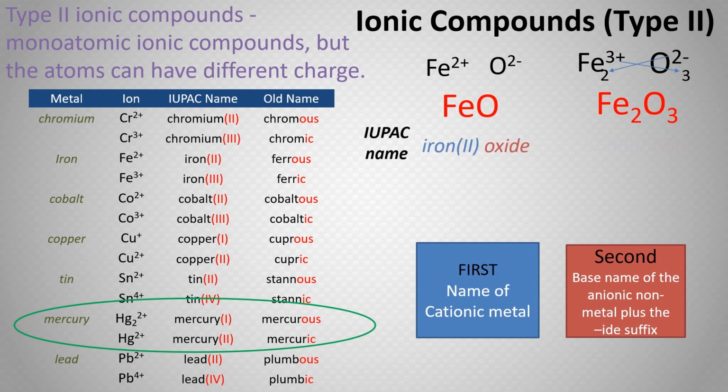Using the IUPAC naming convention, the 2 possible oxide salts will be either iron 2 oxide or iron 3 oxide. The old names for these compounds would be ferrous oxide or ferric oxide, respectively.